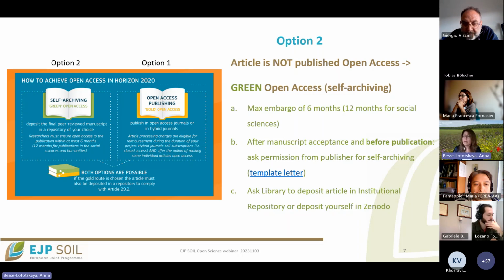For that, there is a template available, which is in the link here that you will receive later after this webinar. So with this template, you indicate to the publisher that this publication is part of the Horizon 2020 project. And with this, you have a restriction of a maximum embargo of 6 months, and then the publisher will allow that. And then after that, you either ask your library to deposit your article in an institutional repository, or you do it yourself in Zenodo. So how does it work?